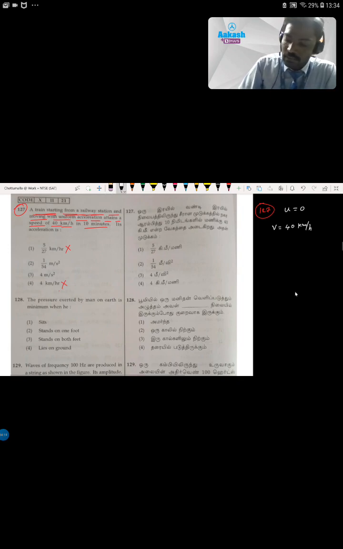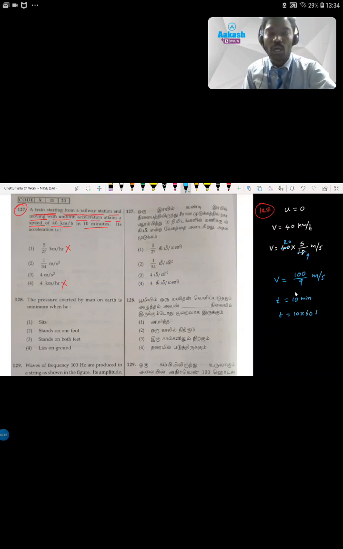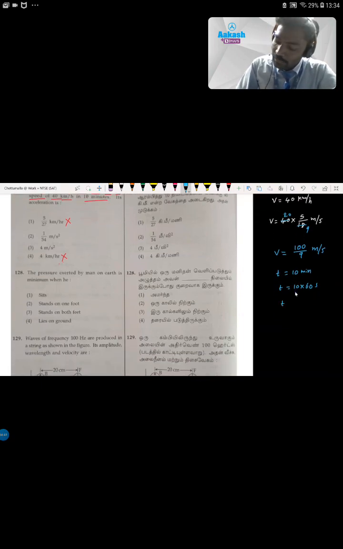The answer is only in the SI system. That is why first convert this into meter per second. 1 kilometer per hour is equal to 5 by 18 meter per second. So here 2 nines are 18, 2 tens are 20. So ultimately the final velocity is 100 by 9 meter per second. And the time taken is 10 minutes, which is 10 into 60 seconds. So obviously time taken is 600 seconds.